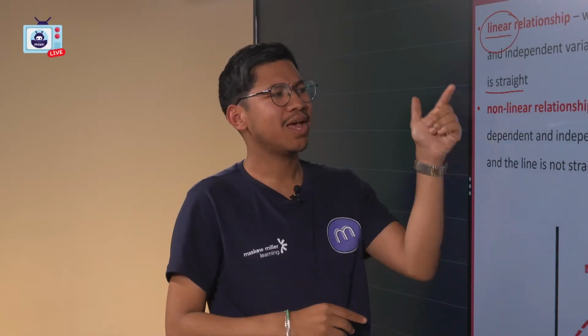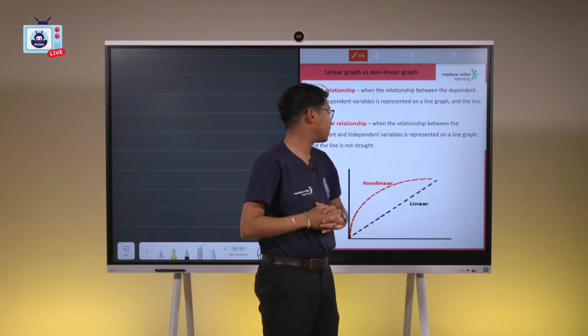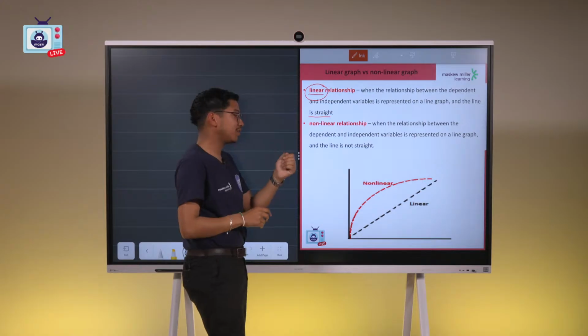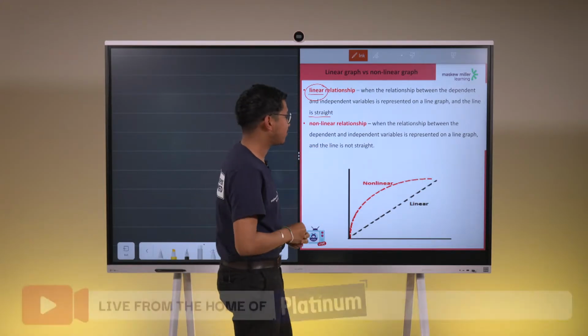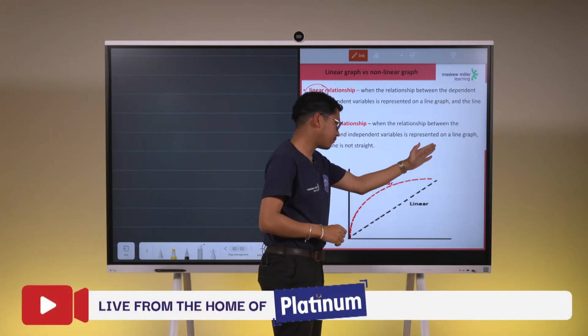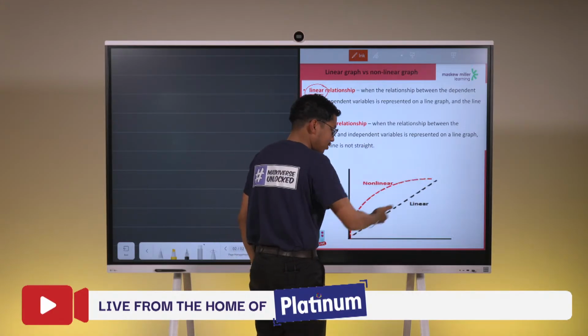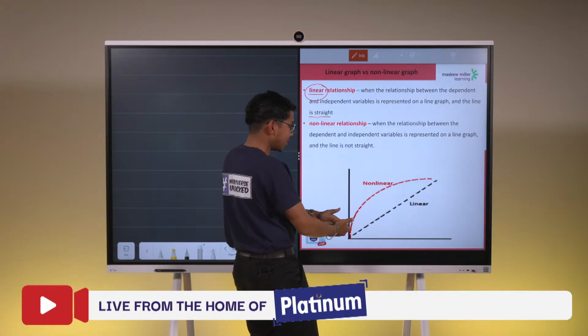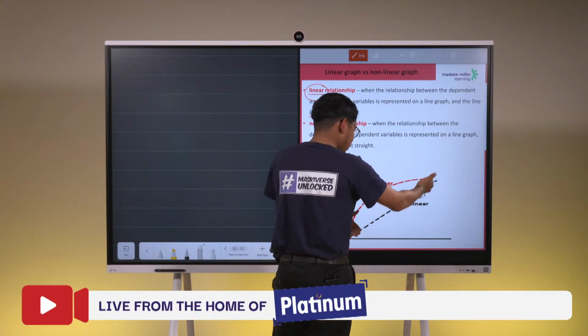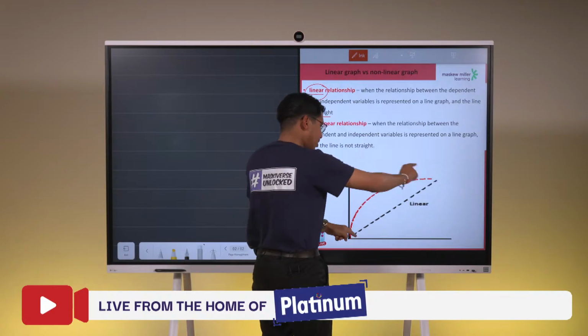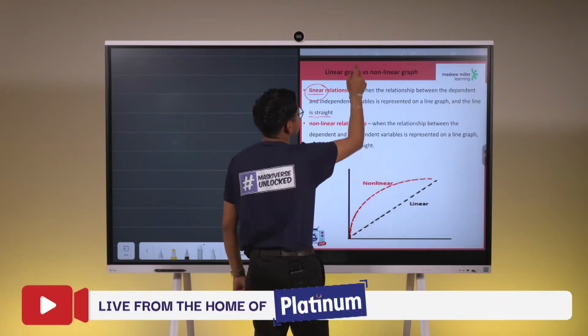And then obviously, a non-linear relationship mustn't just be the opposite of that. It is when the relationship between the dependent and the independent variable is represented on a line graph, but the line is not straight. And here we have a perfect visual representation of what a linear relationship looks like and what a non-linear relationship looks like, okay?